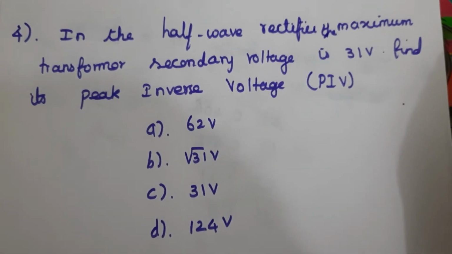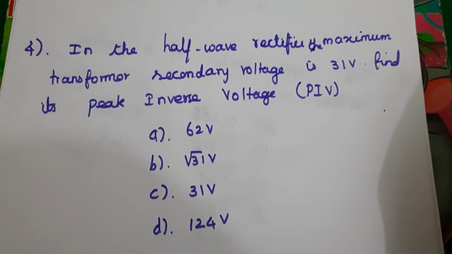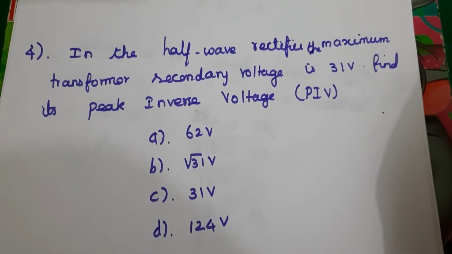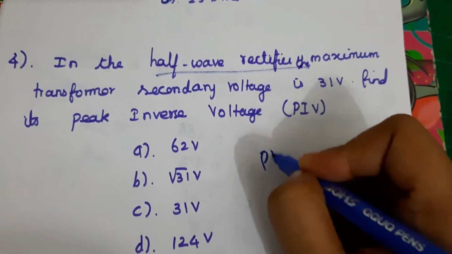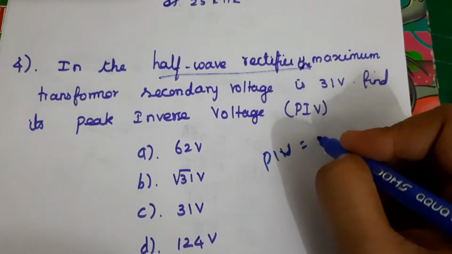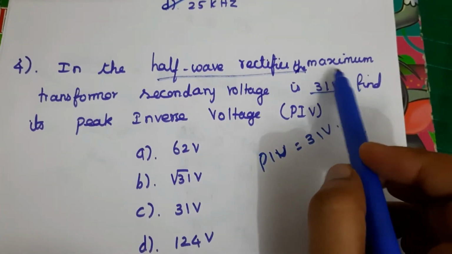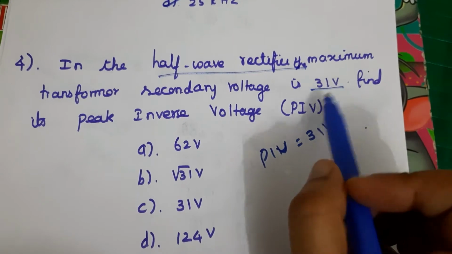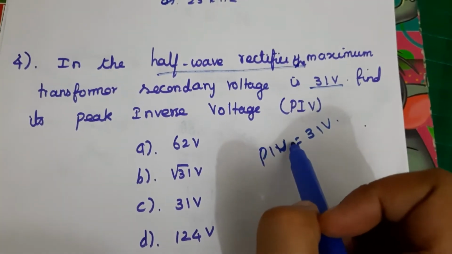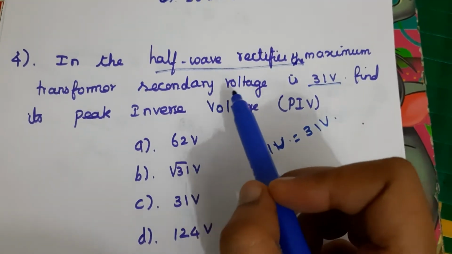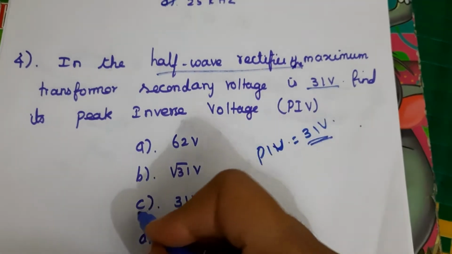Next question, in the half wave rectifier, the maximum transformer secondary voltage is 31 volt. Find its peak inverse voltage, PIV. So for half wave rectifier, the PIV is equal to the maximum transformer secondary voltage. Here the maximum transformer secondary voltage is 31 volt, so PIV is also 31 volt. So here the answer is C.